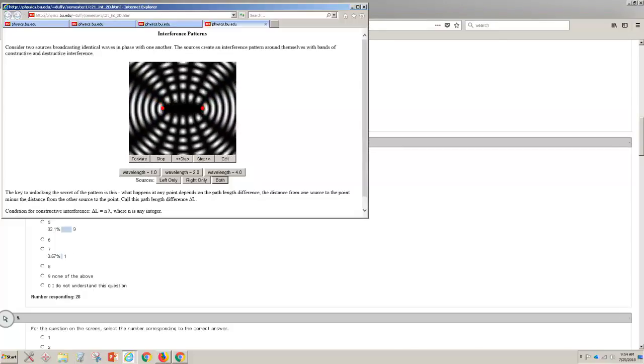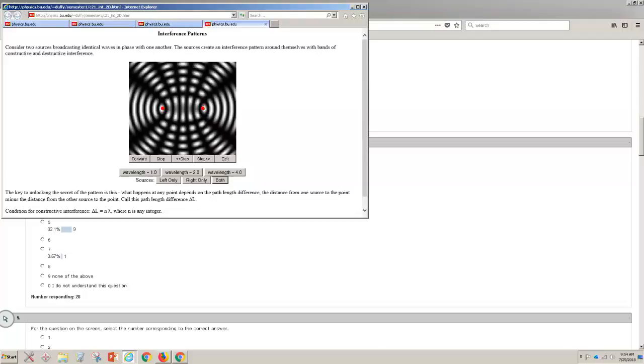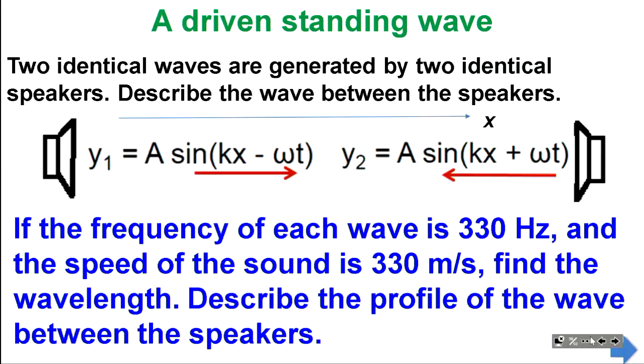But we have to have a mathematical description of that. And it does exist. One wave travels to the right, second wave travels to the left. For the wave traveling to the right, we have an equation. For the wave traveling to the left, we have an equation. And we have to mathematically add them together.